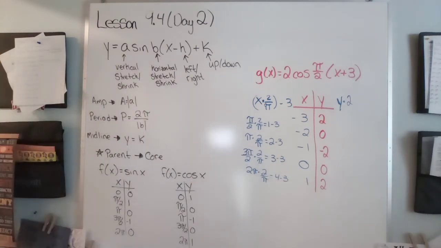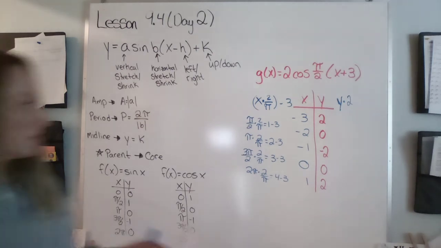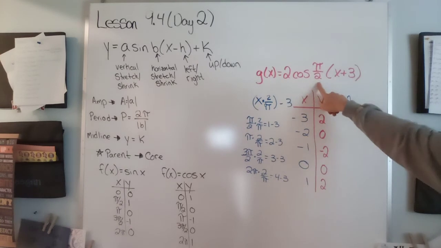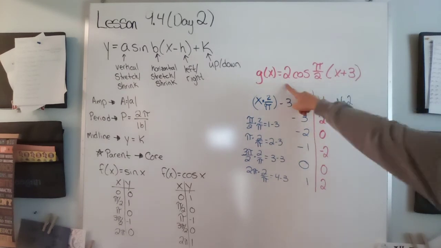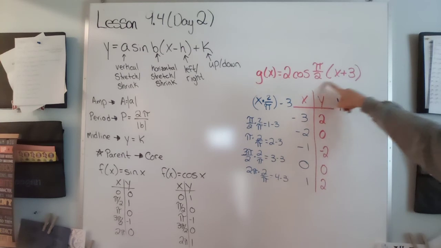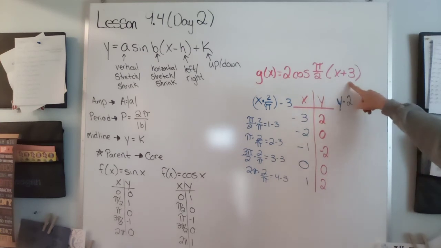All right? So let's go through again, talk about the transformations, the amplitude, and the period. Okay, so look at A, B, and H. It's a vertical stretch by 2. It's a horizontal shrink by 2 over pi. And it is shifting 3 units left.